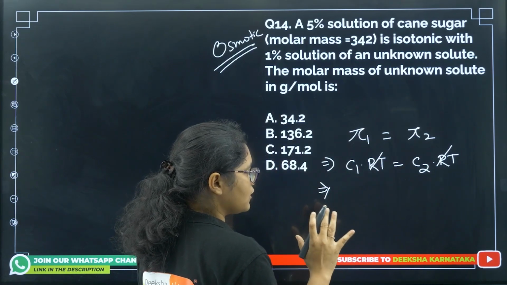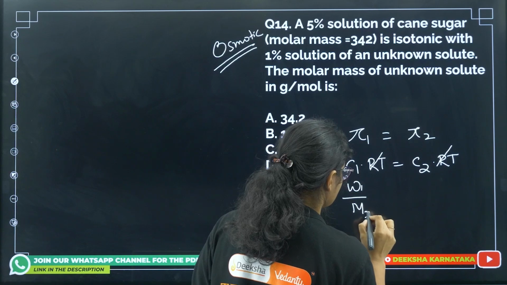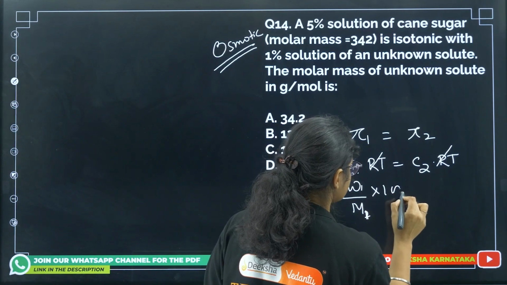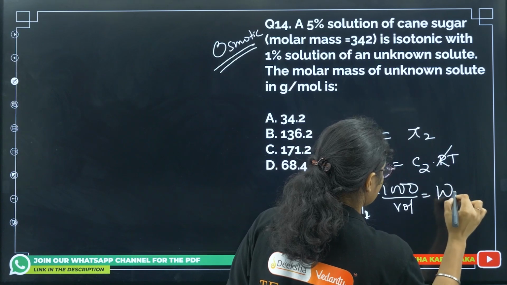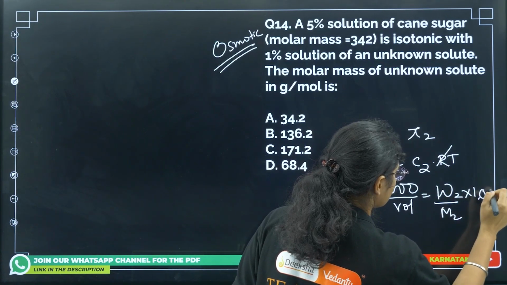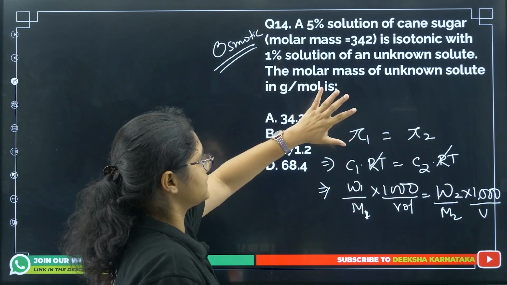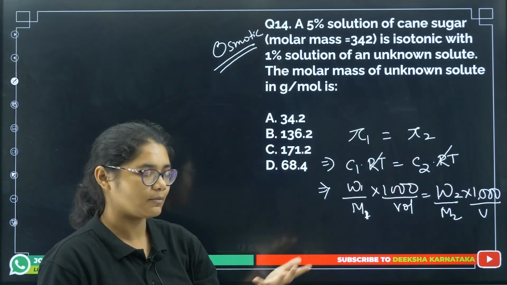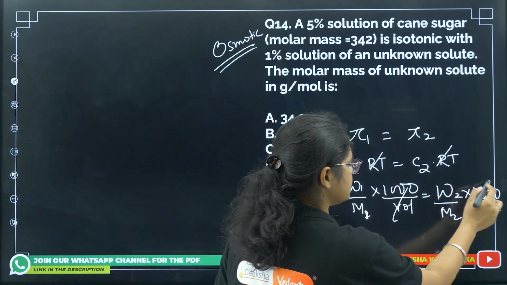C1 is concentration, right? So I can write W1 by M1 into 1000 by volume of the solution is equal to W2 by M2 into 1000 by volume of the solution. Now since it is 5%, that means mass of the solution is 100 gram. Here also mass of the solution is 100 gram. Volume will be same, so we can cancel these terms also.